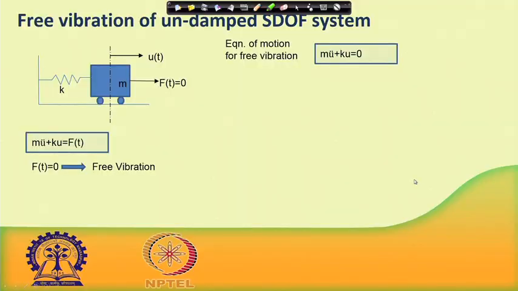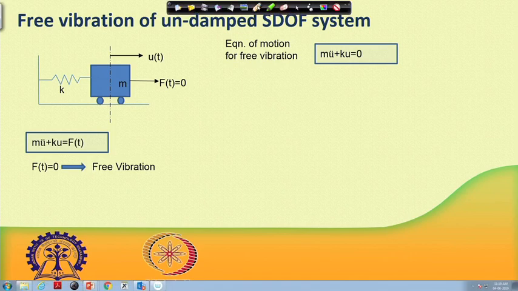So, let us go back to the very elementary example of a spring mass system, where I have a concentrated or point mass m. It is connected with a linear spring k, and the displacement is the horizontal displacement u t. The equation of motion we have already derived in the last class. This equation of motion has a term f t.